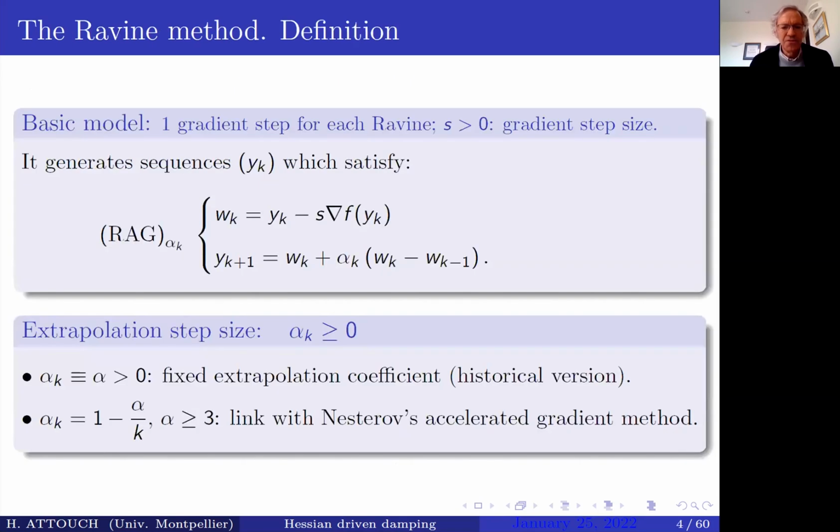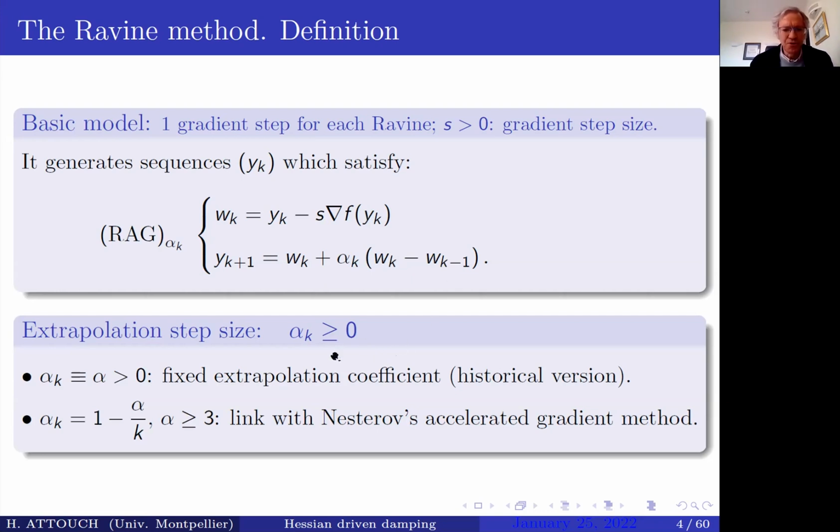So if you want to translate this from a mathematical point of view, here you have a ravine. Here we just take a very simple model. It's just a gradient step. You have a gradient step for each ravine. So here you have two ravines. For each of them, you compute a gradient. And then you collect the water from the two ravines in the bottom of a valley through this extrapolation scheme.